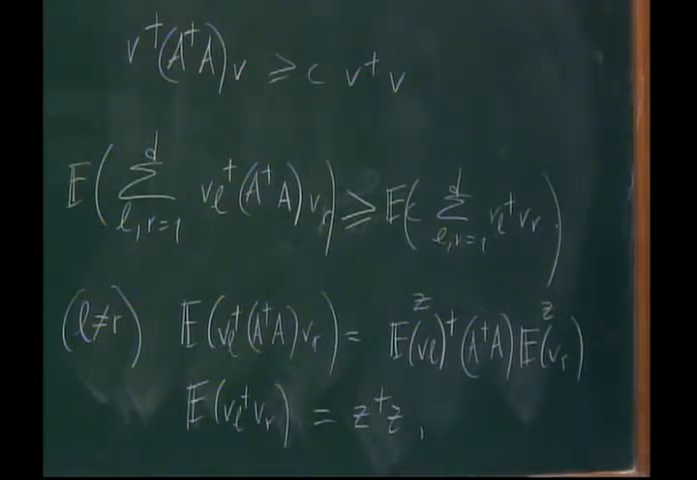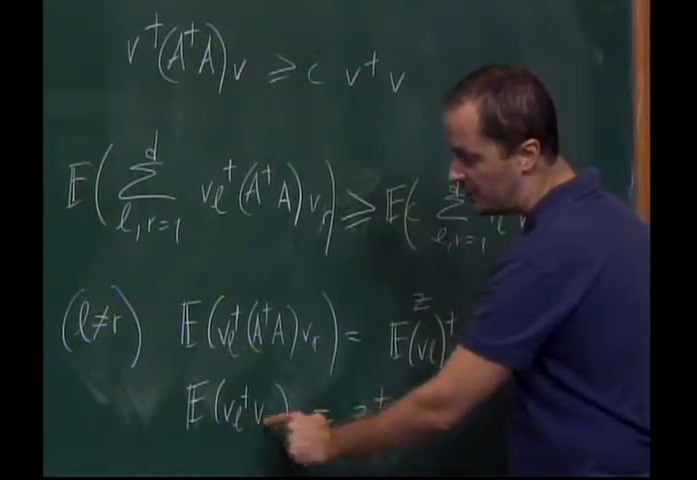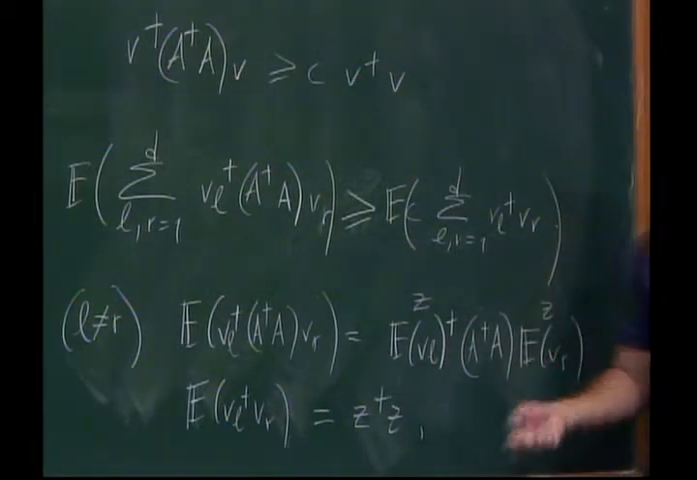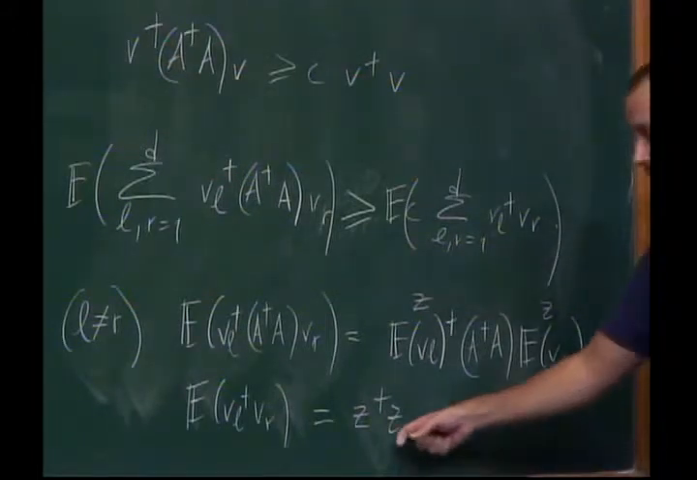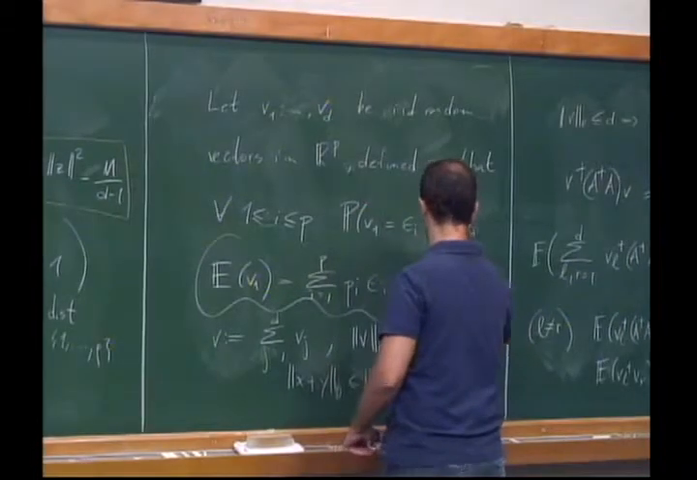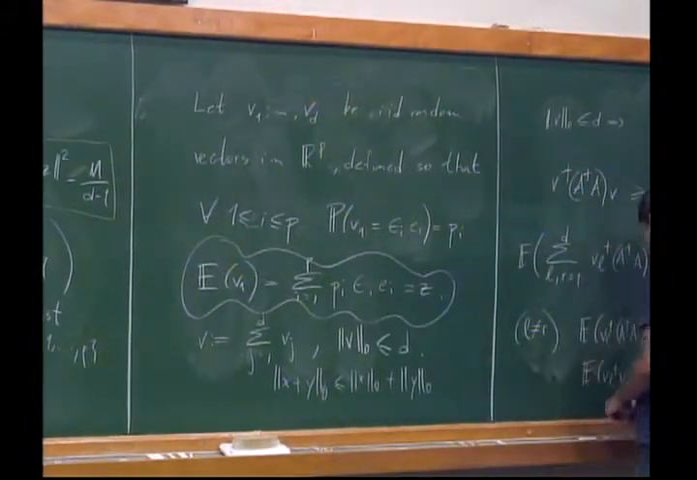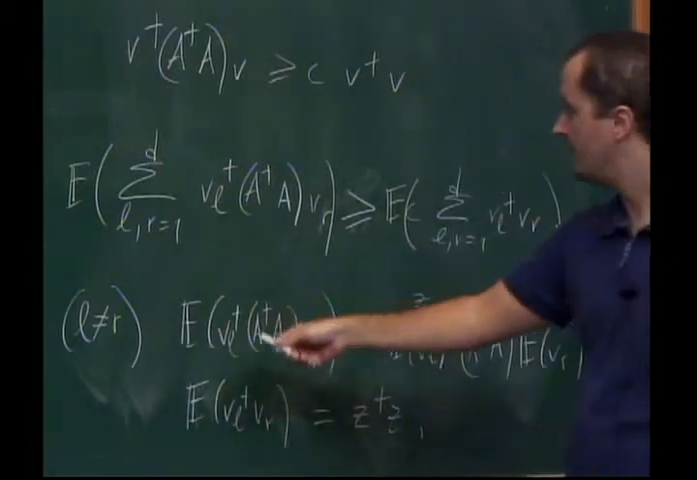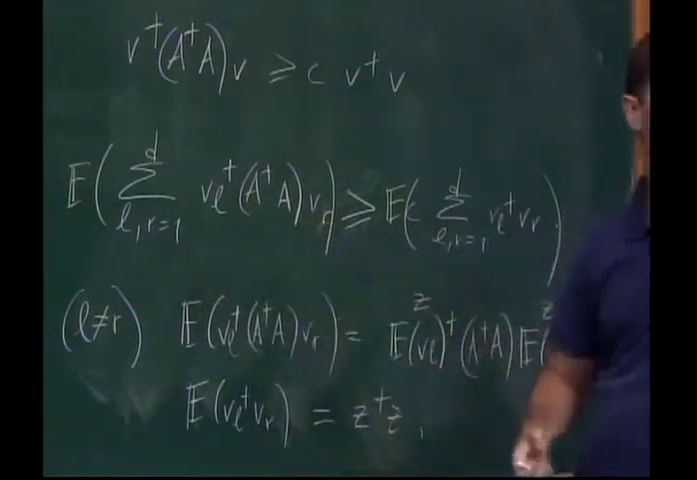I'm just saying, because these two vectors are independent, the expectation of their product, or rather their inner product, is just the inner product of the expectations. Therefore, you get this. So you're strongly using the thing that we proved before. Now we've got to consider the terms that are remaining in the sum, which are the terms with L equals R.